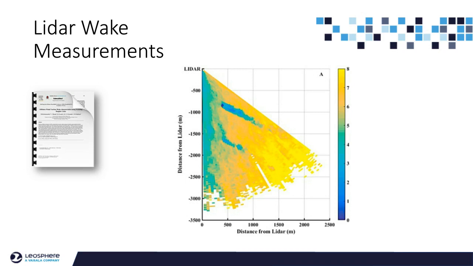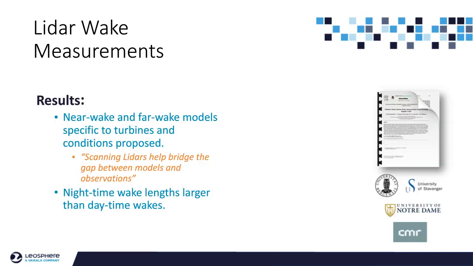So through this campaign, they noticed that there was near wake and far wake behavior, and they proposed models for each region. And they noticed that the scanning LiDARs helped to bridge this gap between models and observation. And another thing that they saw was that the wake's length during nighttime could be between 4 and 11% greater than the one from the daytime.